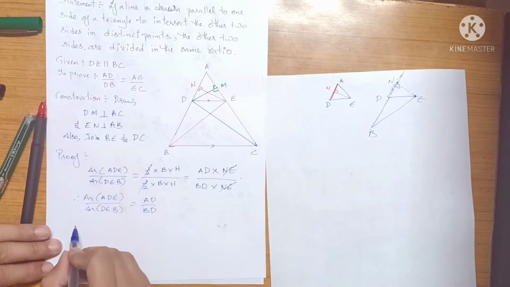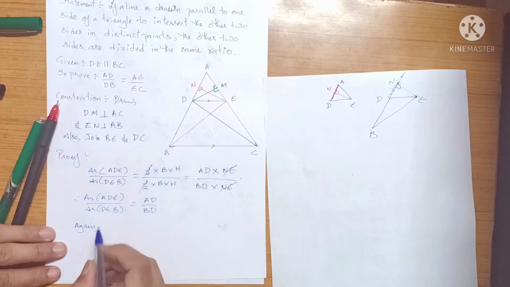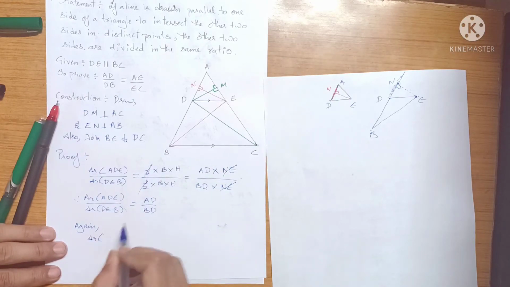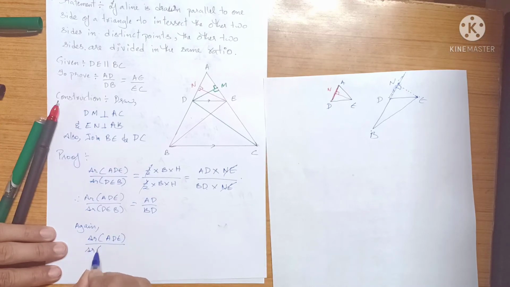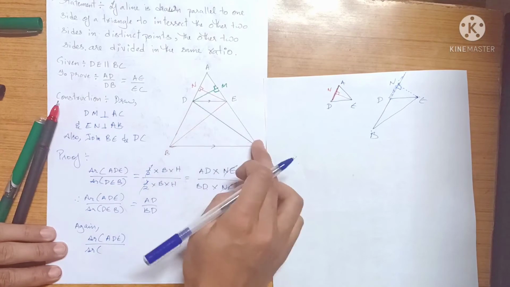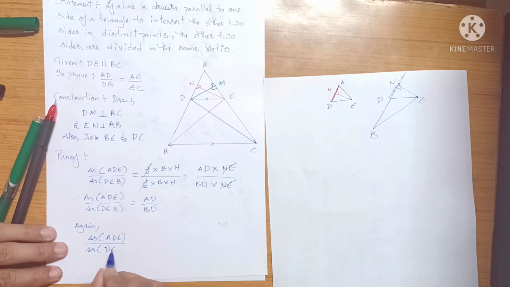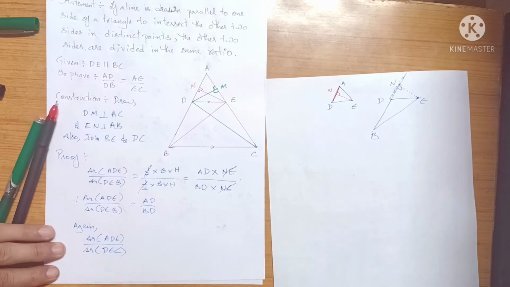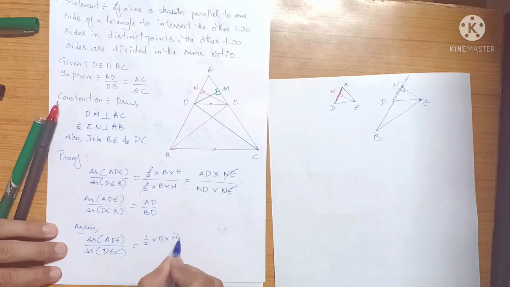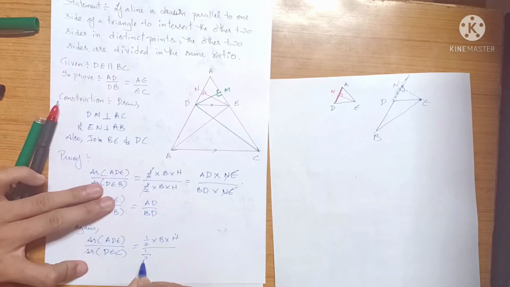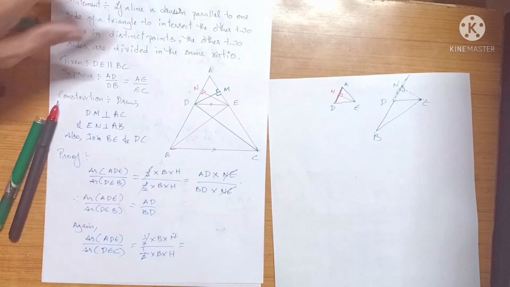Now again we're going to take the other two triangles. Area of ADE, we'll take it again, but first we took this, now we're going to take this, the green part, DEC. Half into base into height, half we can cut.